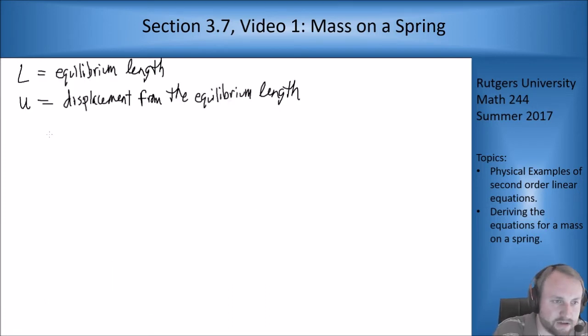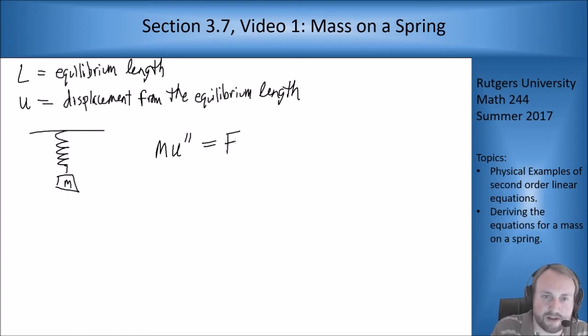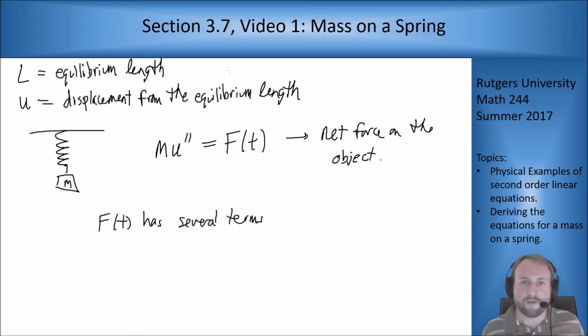So I'm going to draw my picture here again. And let's look at trying to derive an equation for this. So first of all, we're going to use Newton's laws in general for how this works. So mass times the acceleration, which is the second derivative of u, equals a capital F of t, which is going to be the net force on the system. Well, what is the net force on the object? What plays into the net force? Well, F of t has several different terms, a couple of which should be fairly obvious.